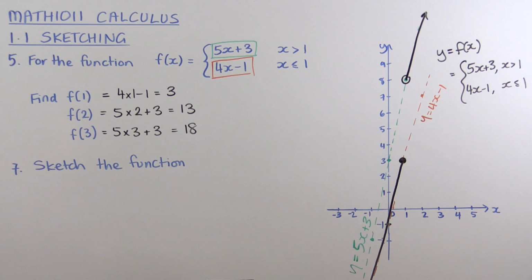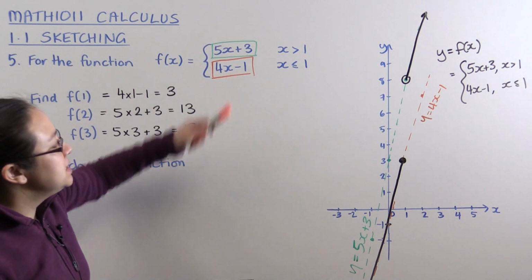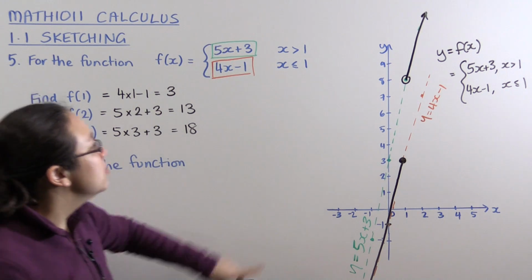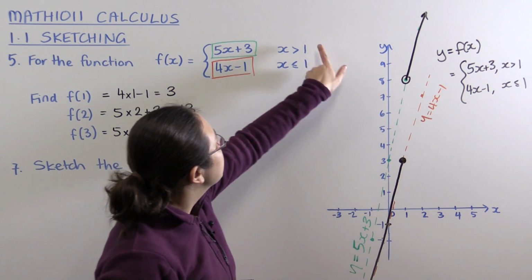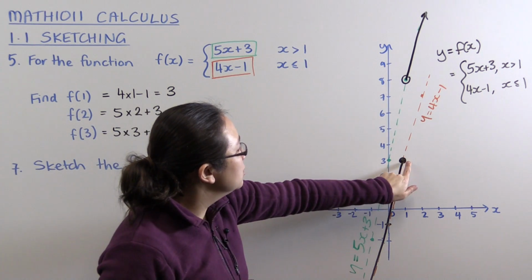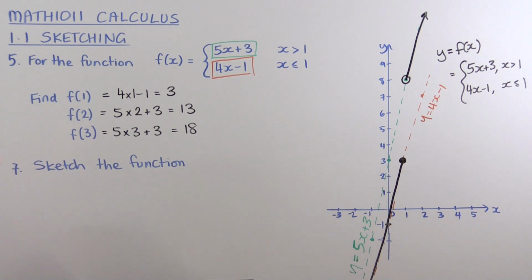So we need to sketch each of them separately, and then only take the section that we want. Remember, we have an open circle when it's not included, or we have a closed circle when it is included. So that's the graph of our split function there.